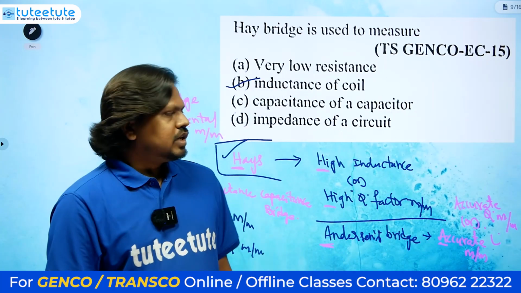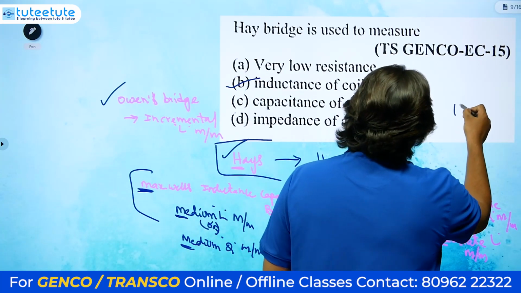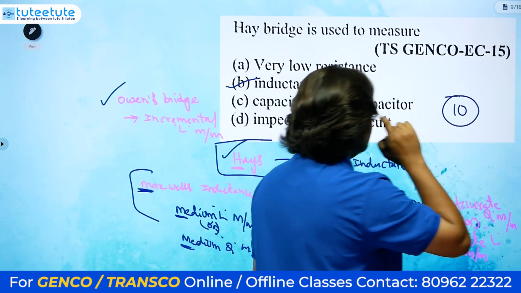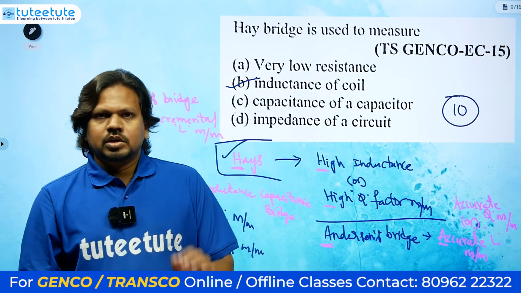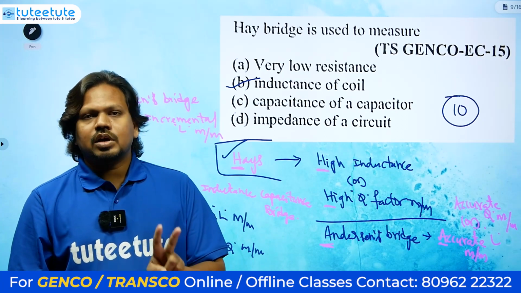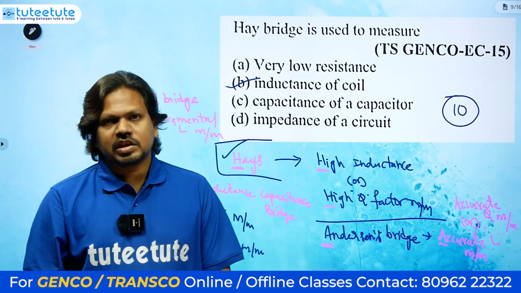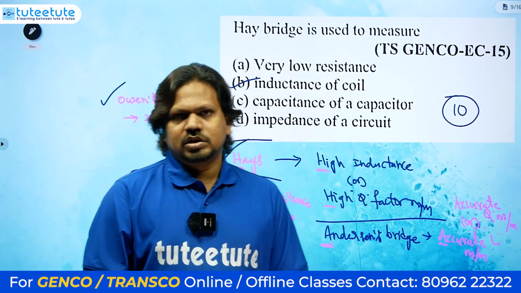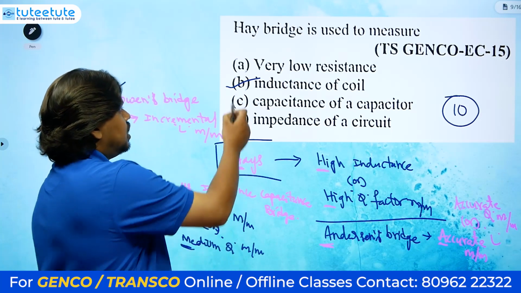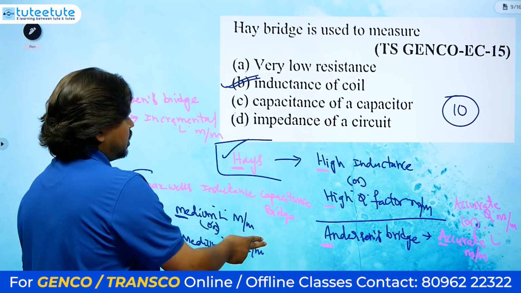In total there will be 10 bridges. Definitely 1 or 2 questions will be there in our exam from these 10 bridges. Majorly they are asking why we are using that bridge, the application of that bridge. Anyhow, the answer for this question is inductance of coil.